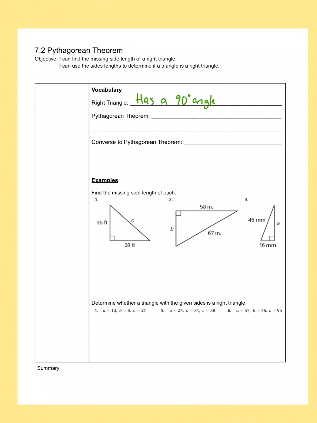And then you see the symbol for a 90-degree angle. It's going to have like a little square in the corner of the angle. So you're looking for an angle that has a little square in the corner, and that tells us it's going to be 90 degrees. The Pythagorean theorem only works for right triangles.